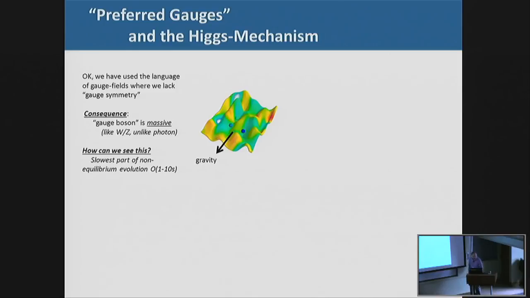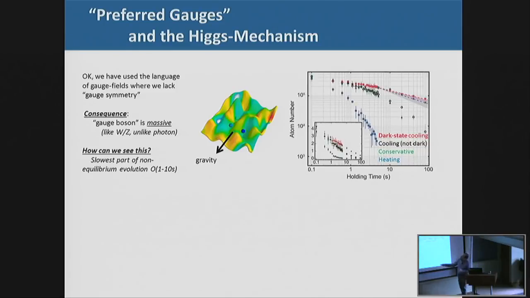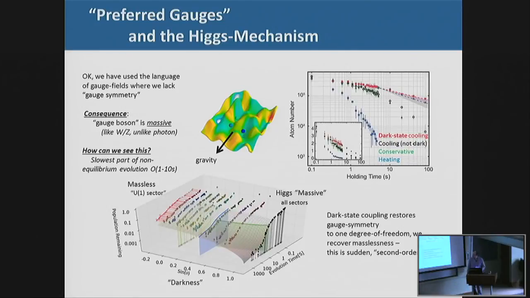Okay, so how can we see this? Well, we can look at the slowest part of the non-equilibrium evolution of atoms in this system. And so here is the number of atoms that remain in our very noisy laser cooling system. You can see that if we apply heating or conservative potentials, we have an exponential decay of atoms from the system. But if we use this dark state cooling process, we can actually turn on a power law decay, and we can take this measurement out to about 2,000 seconds here and still see that we have a power law decay. So we have a scale invariant behavior of some kind in the non-equilibrium evolution.